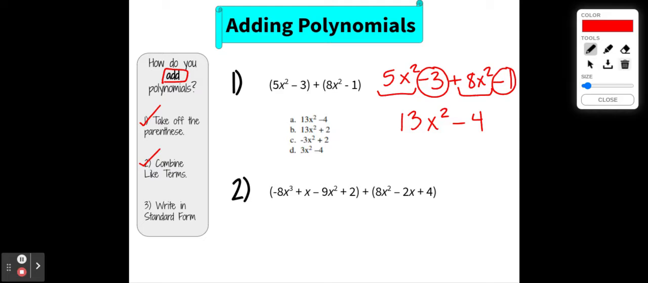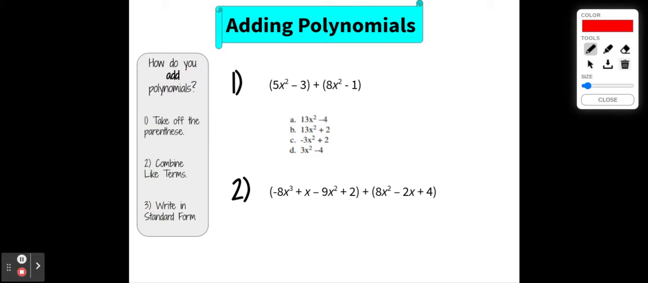And then I just want to double check that the expression or polynomial is written in standard form, and it is. We have the highest degree first, and if you look at the answer choices here, it would match up with answer choice A. So that's number 1. And then if we take a look at the second one, we're going to do the same thing.